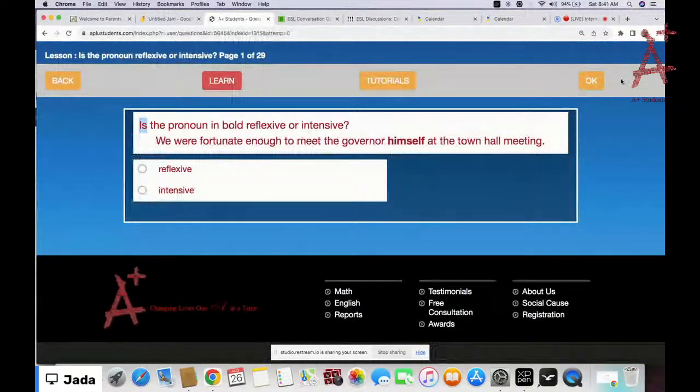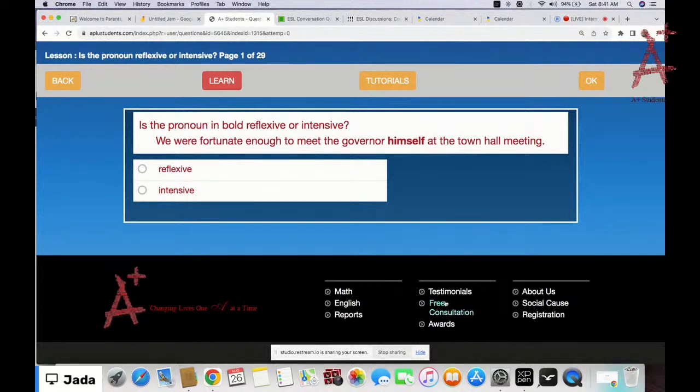Okay, we were fortunate enough to meet the governor himself at the town hall meeting. So, is this reflexive or intensive? We were fortunate enough to meet the governor himself at the town hall meeting. So, is it going to be reflexive or intensive? Remember that reflexive is when you switch up with something and it still works. Intensive is when you switch up and it doesn't work. So, Patch says reflexive. We have Mohammed says it's 2.